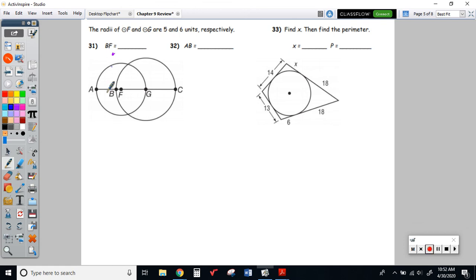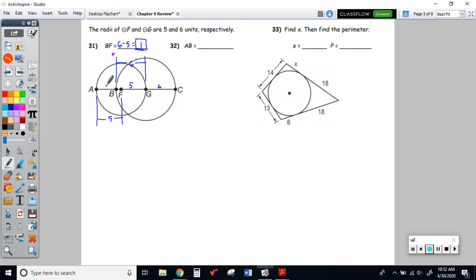So we have from here, F to G would be 5. From here, G to C would be 6. And then from F to A, from there to there, would also be 5. And from B to G would be 6. That's just the radius of this bigger circle. So to find BF, that looks like it would just be 6 minus 5, which would be 1 unit. No units given, so you could just say 1 or the word unit after that.